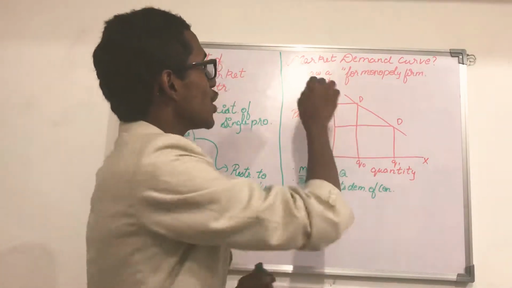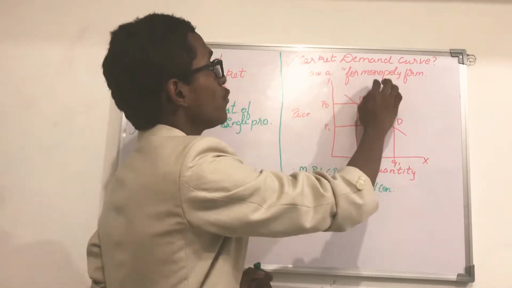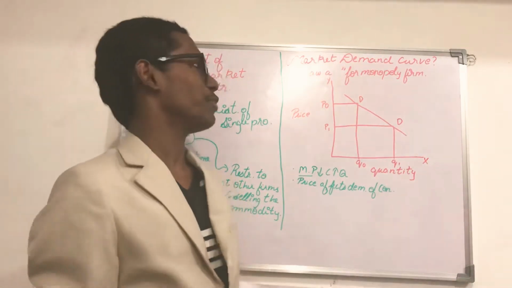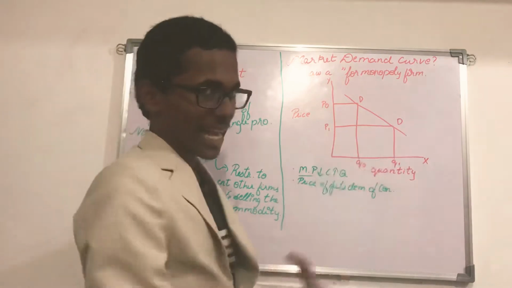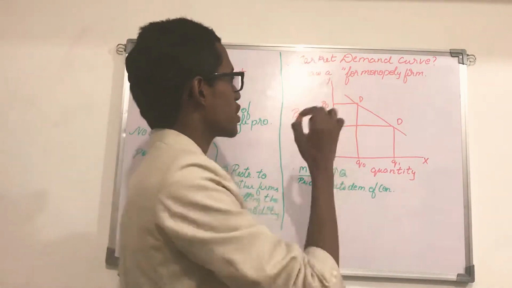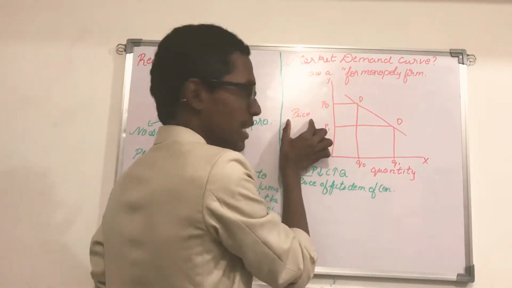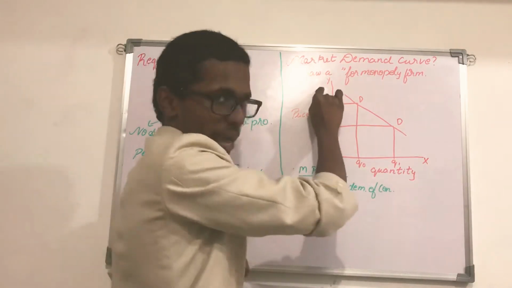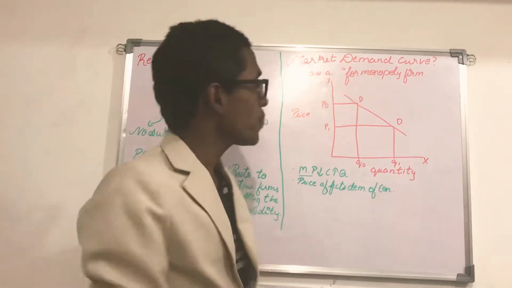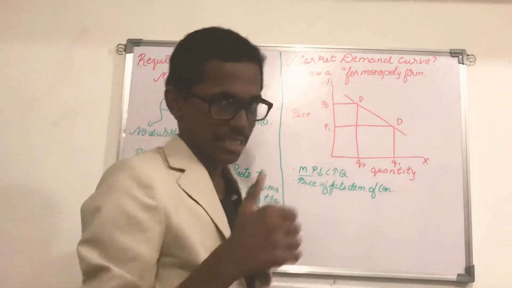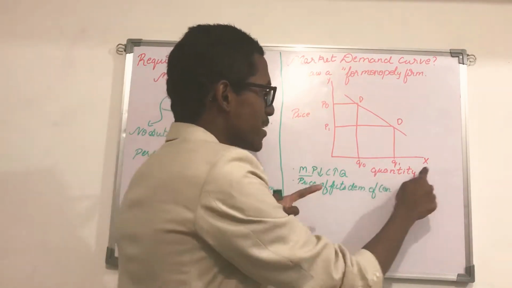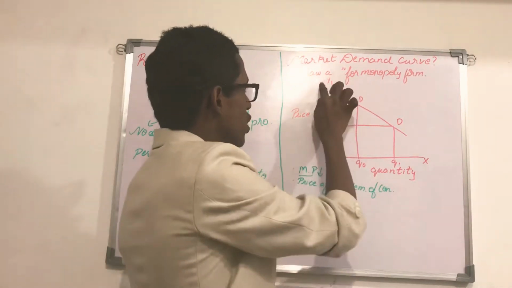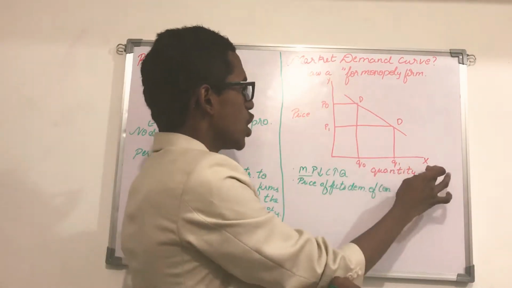Next is drawing a market demand curve for the monopoly firm. After drawing this diagram, first write over here price and over here quantity. Price is measured on the y-axis. Quantity is measured on the x-axis. Write these 2 points first.